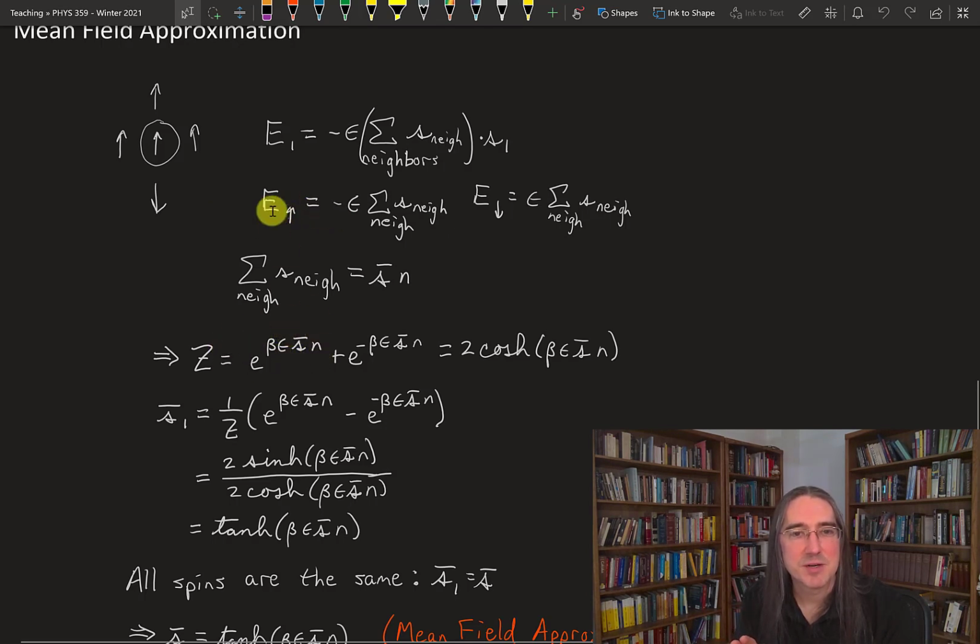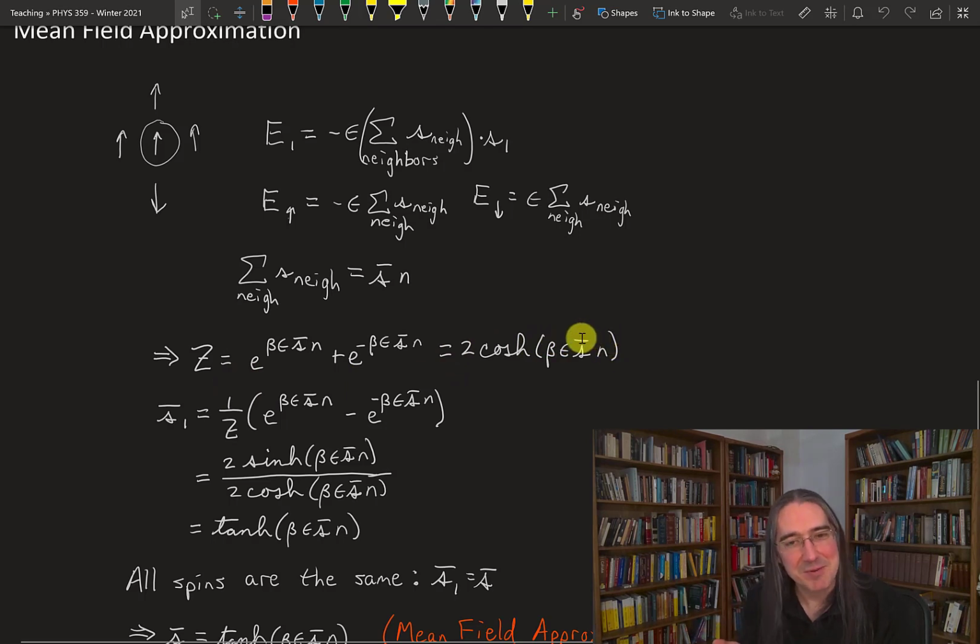That becomes my exponent here. So if it were spin up, it would be e to the minus beta times minus epsilon, e to the beta epsilon s bar n. If it's spin down, it would be minus beta epsilon s bar n. And again, hopefully we're getting the hang of this now. This is just a hyperbolic cosine. So it's 2 cosh beta epsilon s bar n.